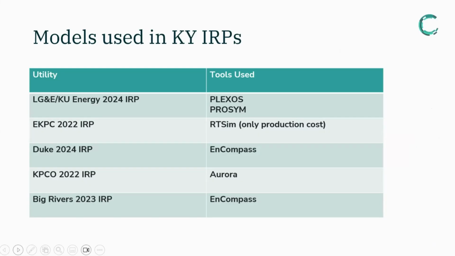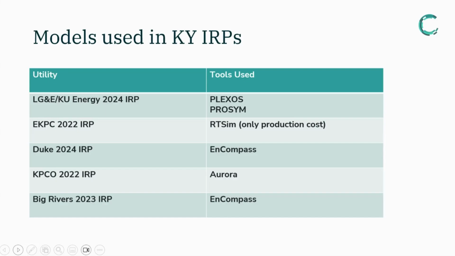So each of those develops an integrated resource plan every few years. That plan largely relies on the use of an energy model. And these models include, we've listed them here. So they include Plexos, ProSym, and Compass or Aurora.